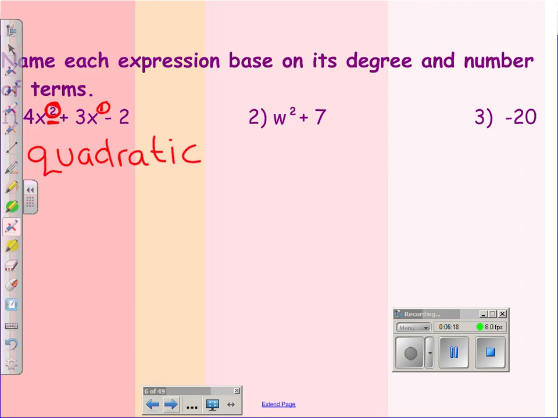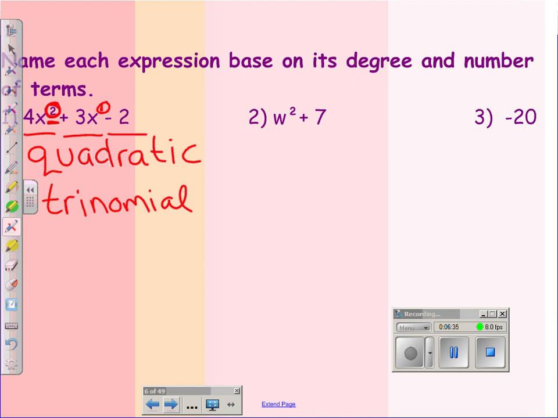And then we have to decide the number of terms. One term, that's 4x squared. 3x would be our second term, and negative 2 is our third term. So we call that a quadratic trinomial.